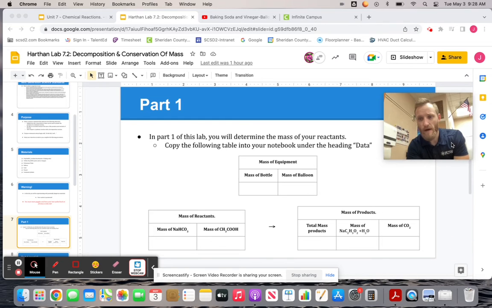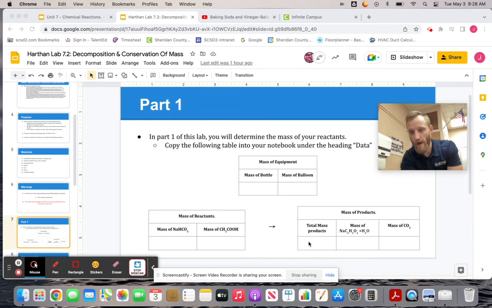Same thing when we get to the mass of our products, right? We're going to look at total mass, but we need to make sure that we're subtracting the mass of these things, because we're not concerned with the mass of our balloon. We're not concerned about the mass of our flask. Those should remain unchanged, so we just want to subtract those out of this equation completely. Okay, so let's go ahead and make sure you got this all set up.